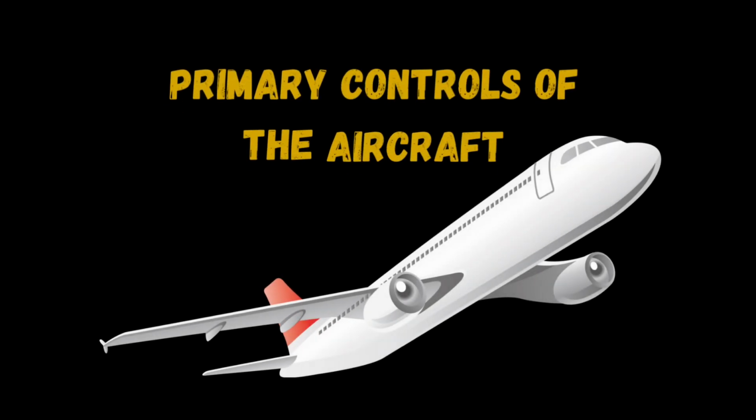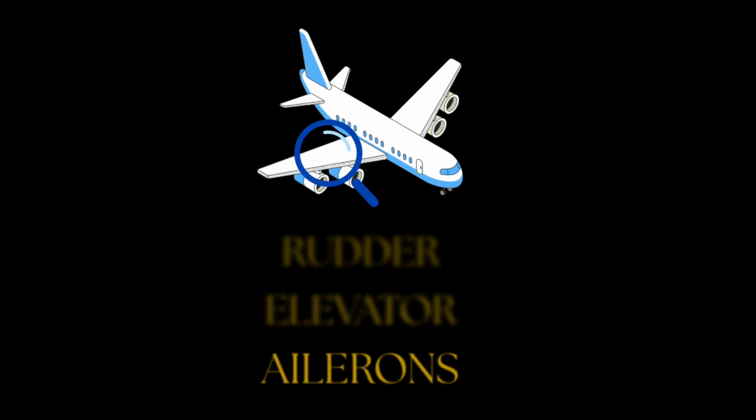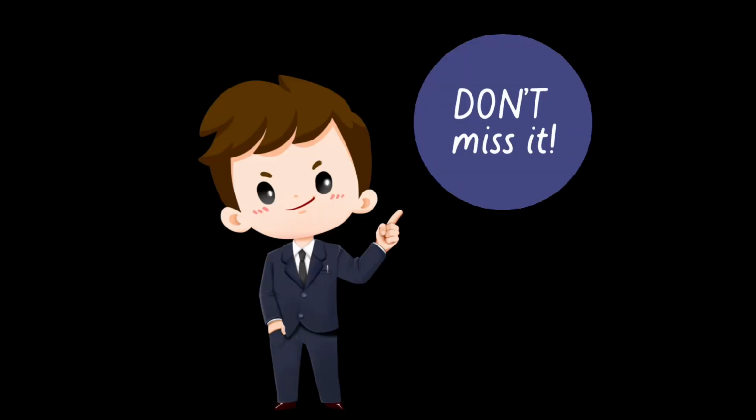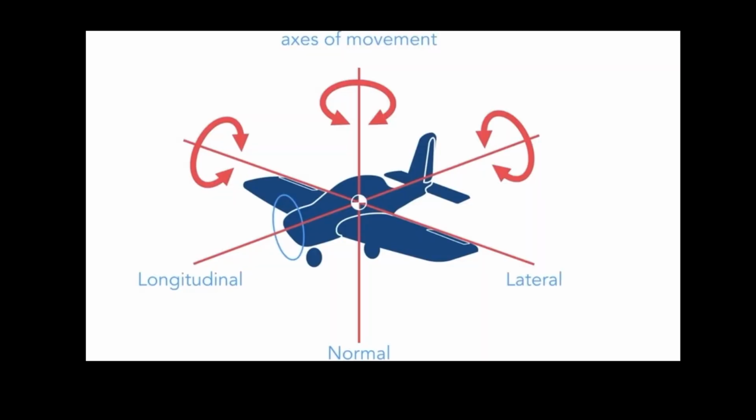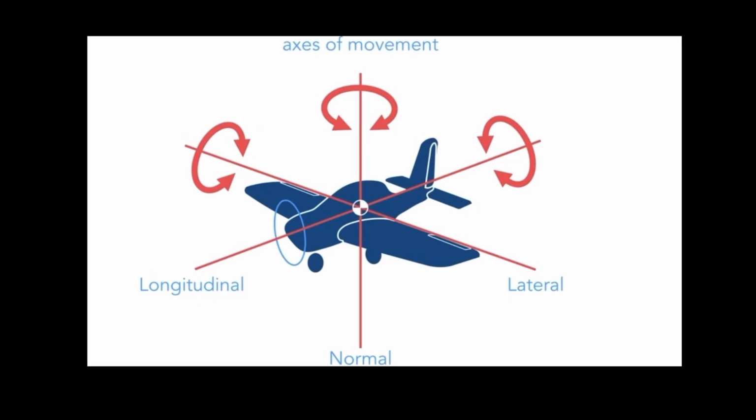Okay, let's talk about primary controls of the aircraft, which are elevator, rudder and ailerons. For a perfect summary table, don't miss the ending. Primary flight controls of an aircraft are control surfaces that directly control the aircraft's attitude about its three principal axes, with respect to pitch angle, roll angle and yaw angle of the aircraft, and are essential for basic maneuvering in flight.